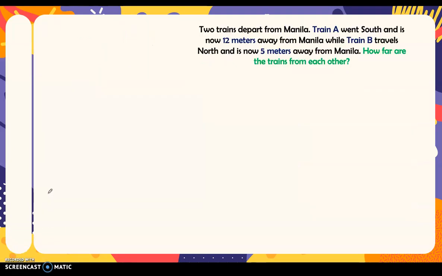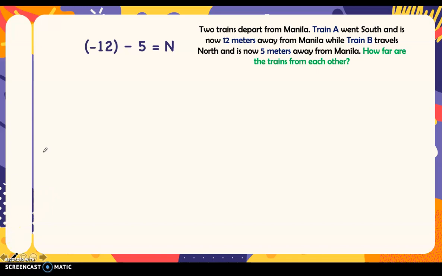Let's go back. 2 trains depart from Manila and train A went south. So when you say south, that represents negative, therefore that's negative 12. Then you subtract 5 meters away from Manila, which is going north, then that's positive. So our equation here is negative 12 minus 5 is equal to n.